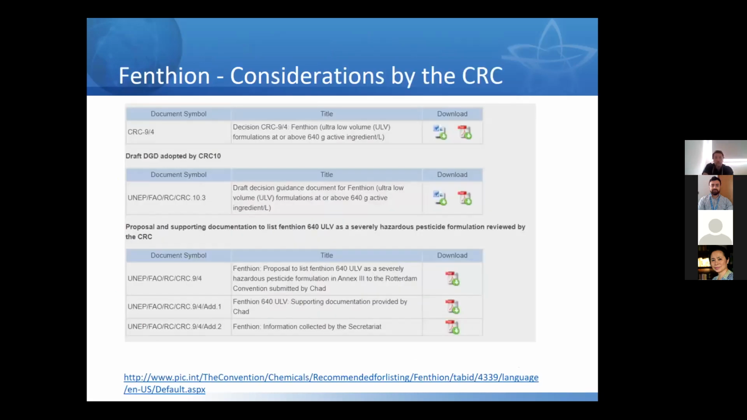This was the basis for CRC at its 9th meeting to recommend listing of Fenthion into Annex 3 of the Convention, which at the next, 10th meeting adopted the draft decision guidance document, which contains the main information from the proposal itself and additional scientific literature that is supporting the hazardous properties of this formulation.